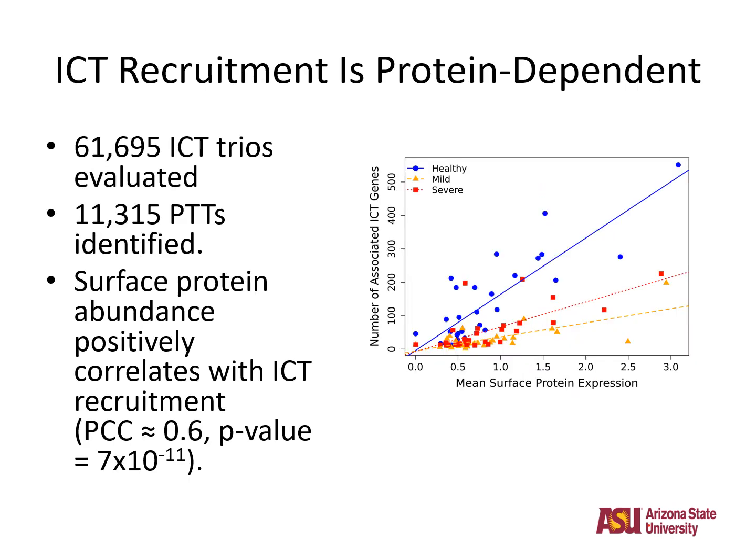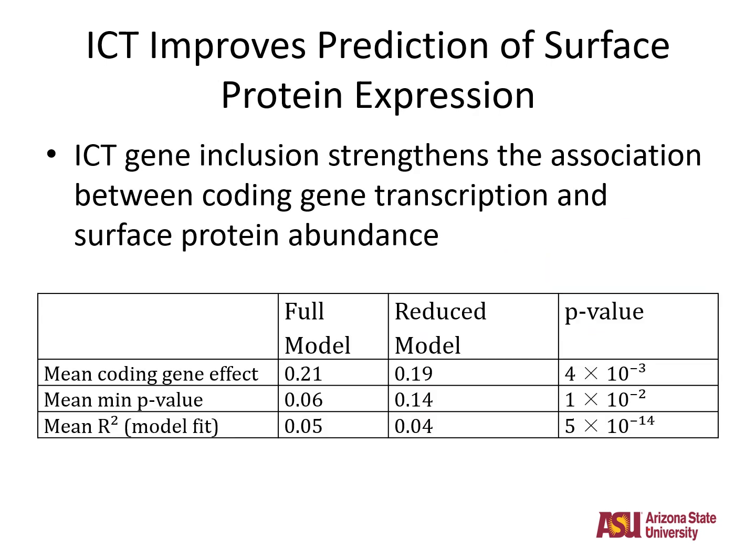We evaluated over 61K ICT trios in CD16 plus monocytes. Across all groups, we identified more than 11K PTTs. We observed that highly expressed surface proteins recruited a large number of ICT genes, suggesting that proteins with greater surface abundance require more extensive ICT machinery. To evaluate the contribution of intracellular transport, we compared models with and without ICT genes. Including ICT genes consistently improved the association between coding gene expression and surface protein abundance, demonstrating that ICT provides additional information beyond gene transcription alone.